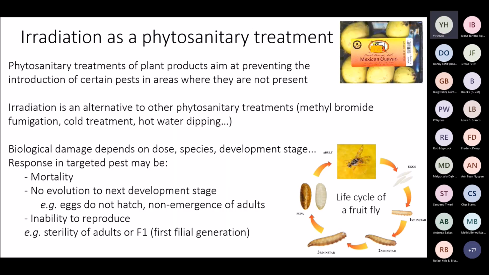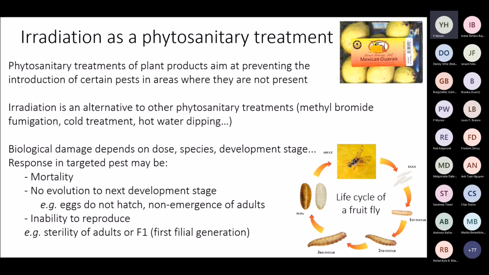Irradiation as a phytosanitary treatment is something rather new. That started really less than 20 years ago, with Hawaii sending irradiated fruit and vegetables, in particular sweet potatoes, to the continental US. These had been treated because Hawaii has insects that the US does not have and does not want. So there are different ways to apply what is called a quarantine measure or phytosanitary treatment to fruit and vegetables. One of the most common is to fumigate them with methyl bromide, an ozone depleting gas, or using cold treatment or hot water dipping.